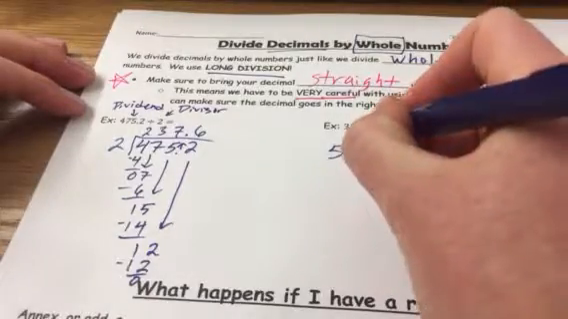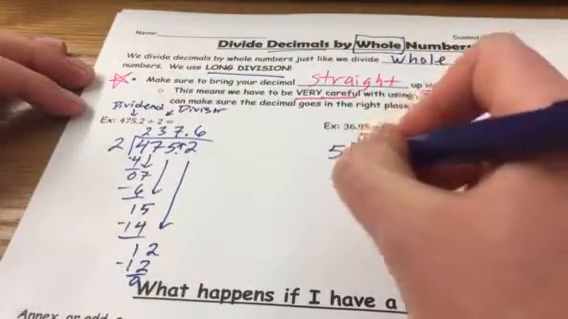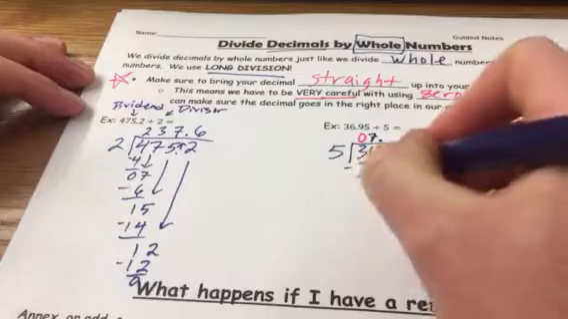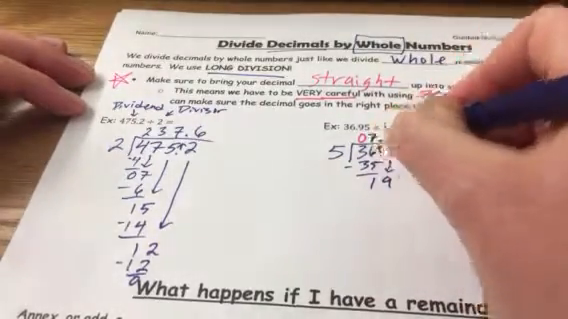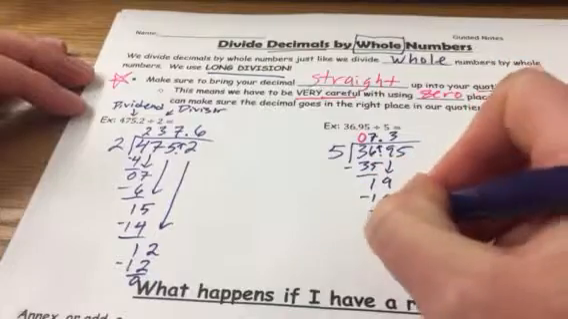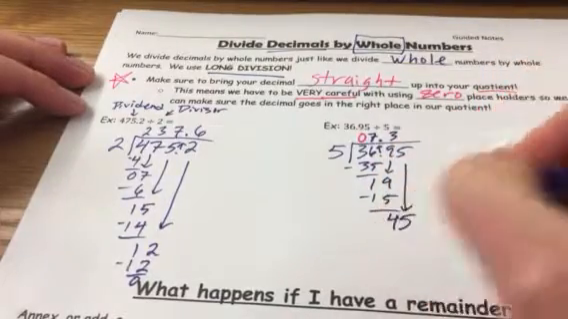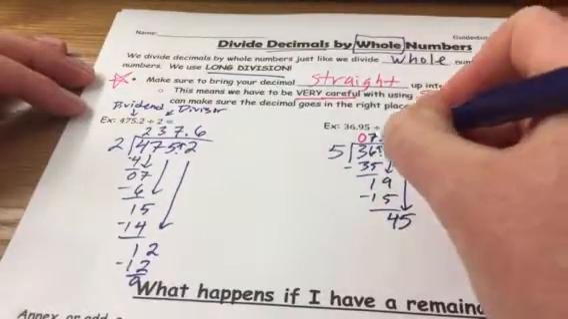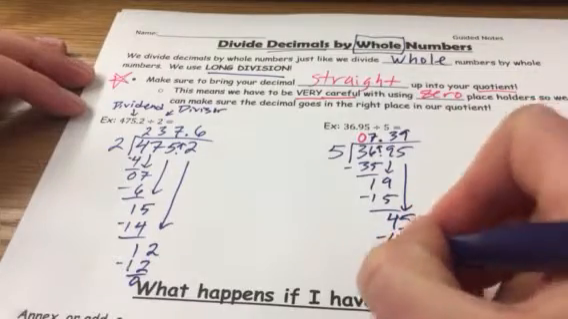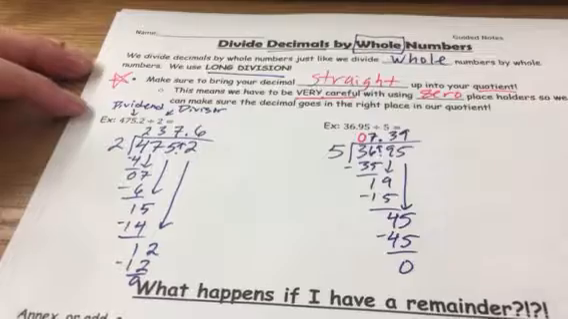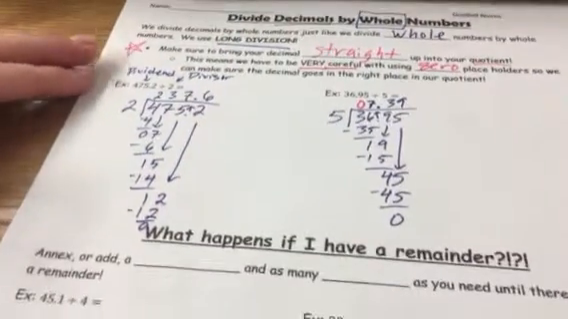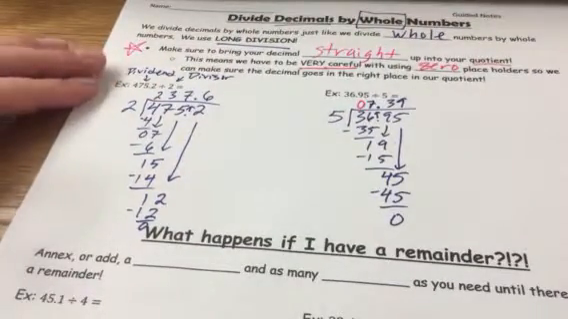5 goes into 36 7 times. I subtract 35. I get 1. I bring down the 9. 5 goes into 19 3 times. I subtract 15. I get 4. Bring down that 5. 5 goes into 45 9 times. I have a 0 remainder, so I am done. So, our answer is 7 and 39 hundredths.